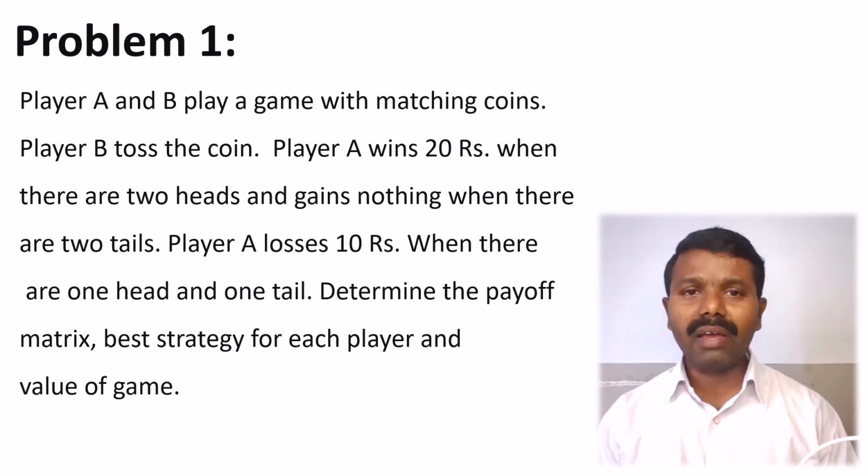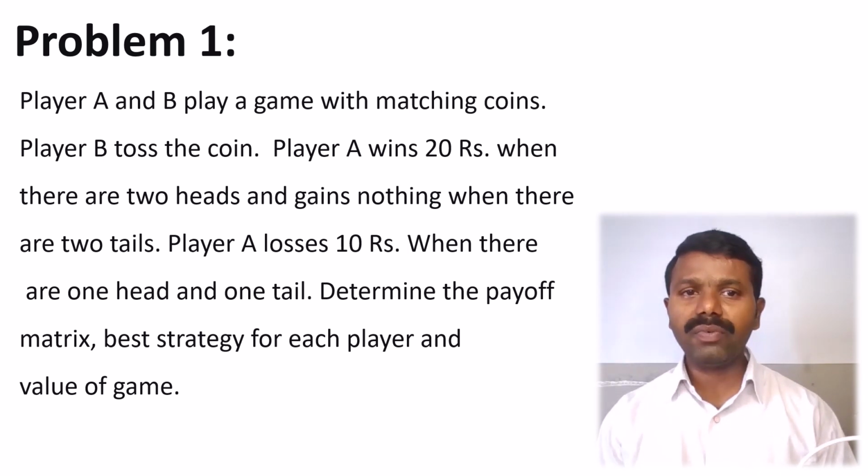Player B is tossing the coin. When they toss the coin, it may be a head or a tail, and player A needs to guess whether it is going to be head or tail. If player A says head, and after tossing it is also head, because it is matching, he will gain 20 rupees. And if he says tail, and it is matching, he will not lose anything and will not gain anything.